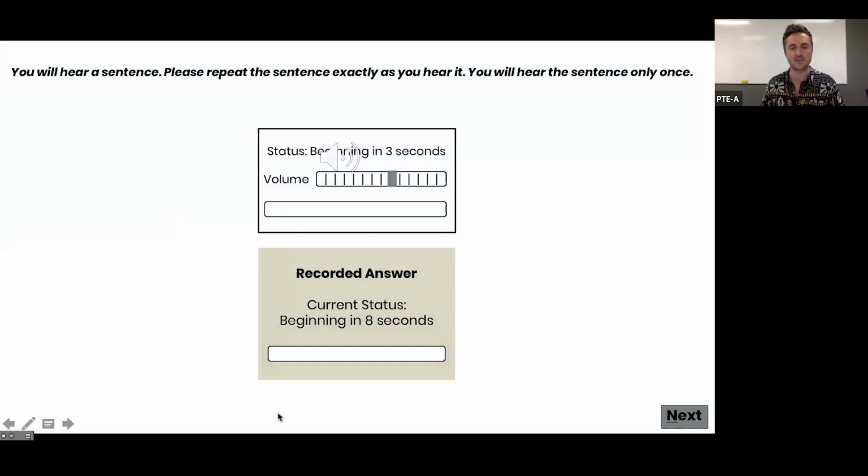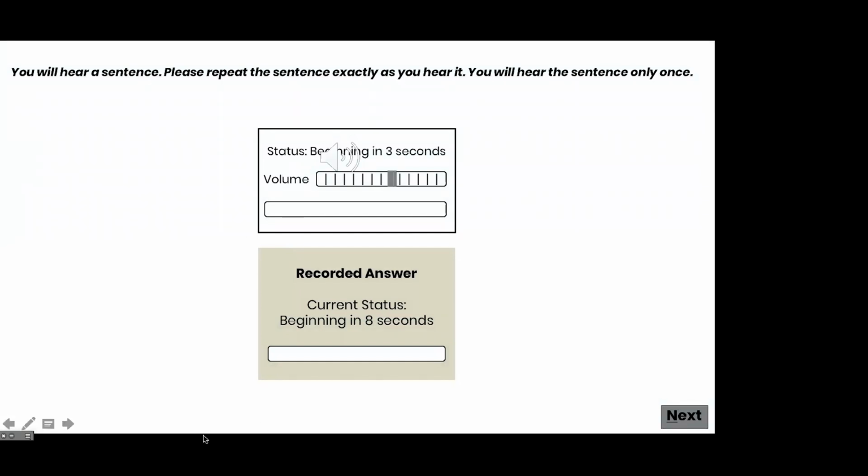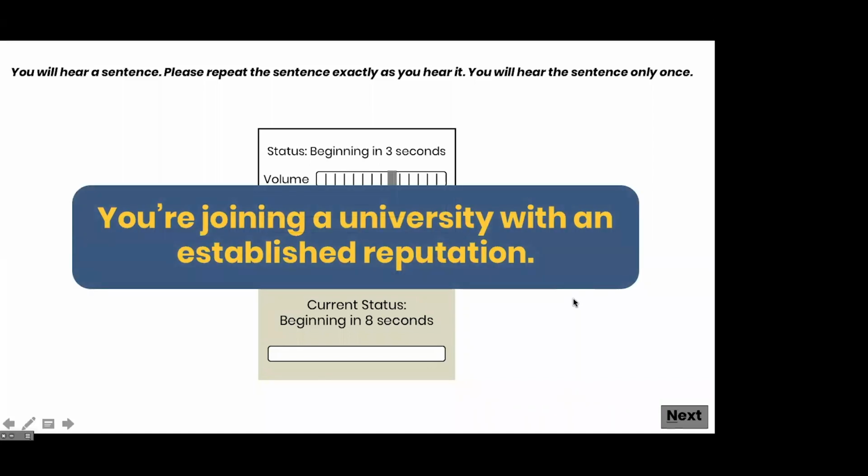Okay, let's do a little bit of practice. So you're going to hear a sentence, listen carefully, then repeat it back in 3, 2, 1. You're joining a university with an established reputation. Okay. You're joining a university with an established reputation. That's the sentence that you should have said.